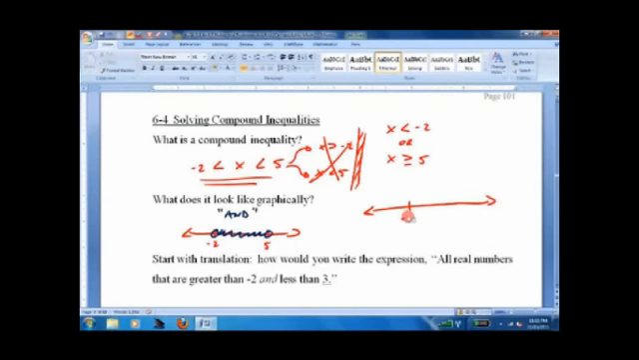Goes from -2 to 5, except it's not the inside. X is greater than or equal to -5. So fill in the dot. X is less than -2. And that's how we do it.